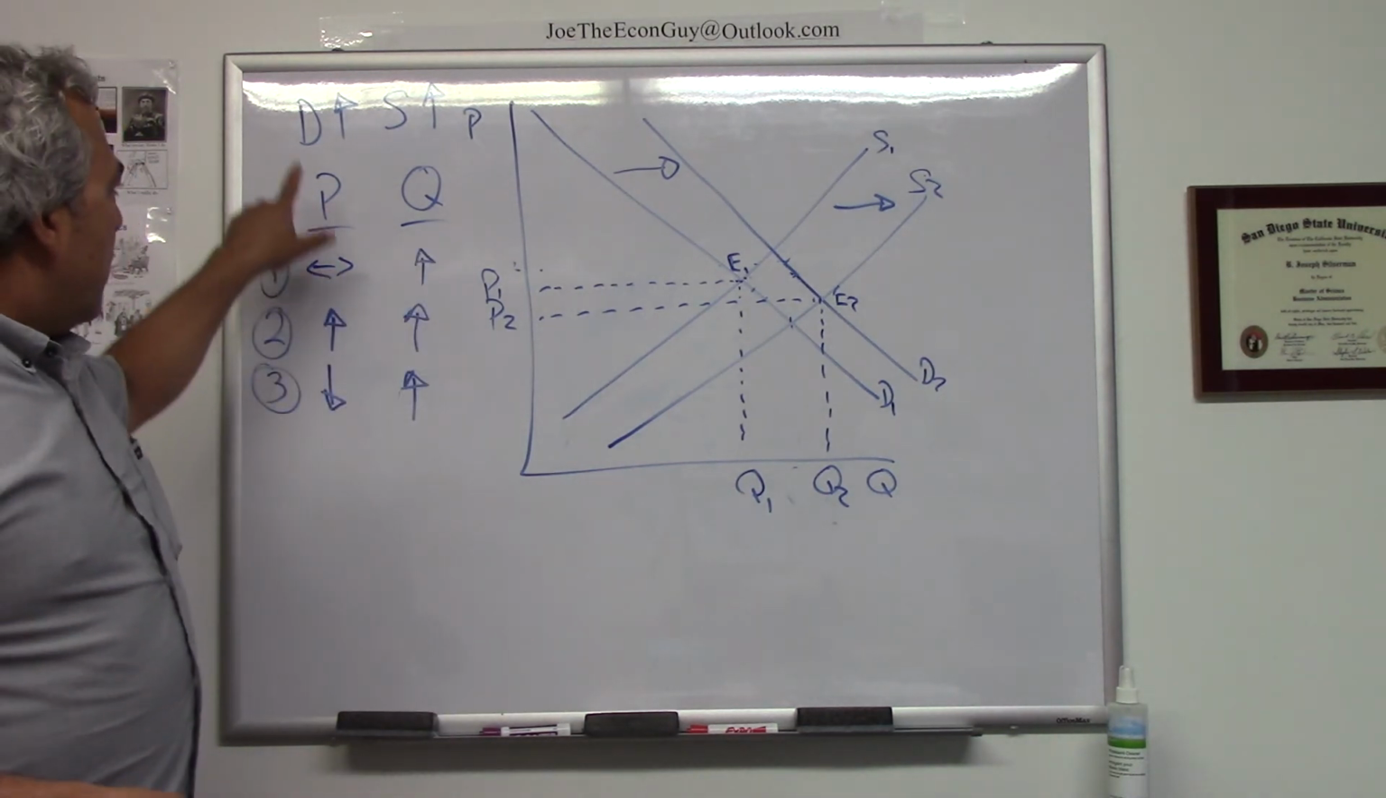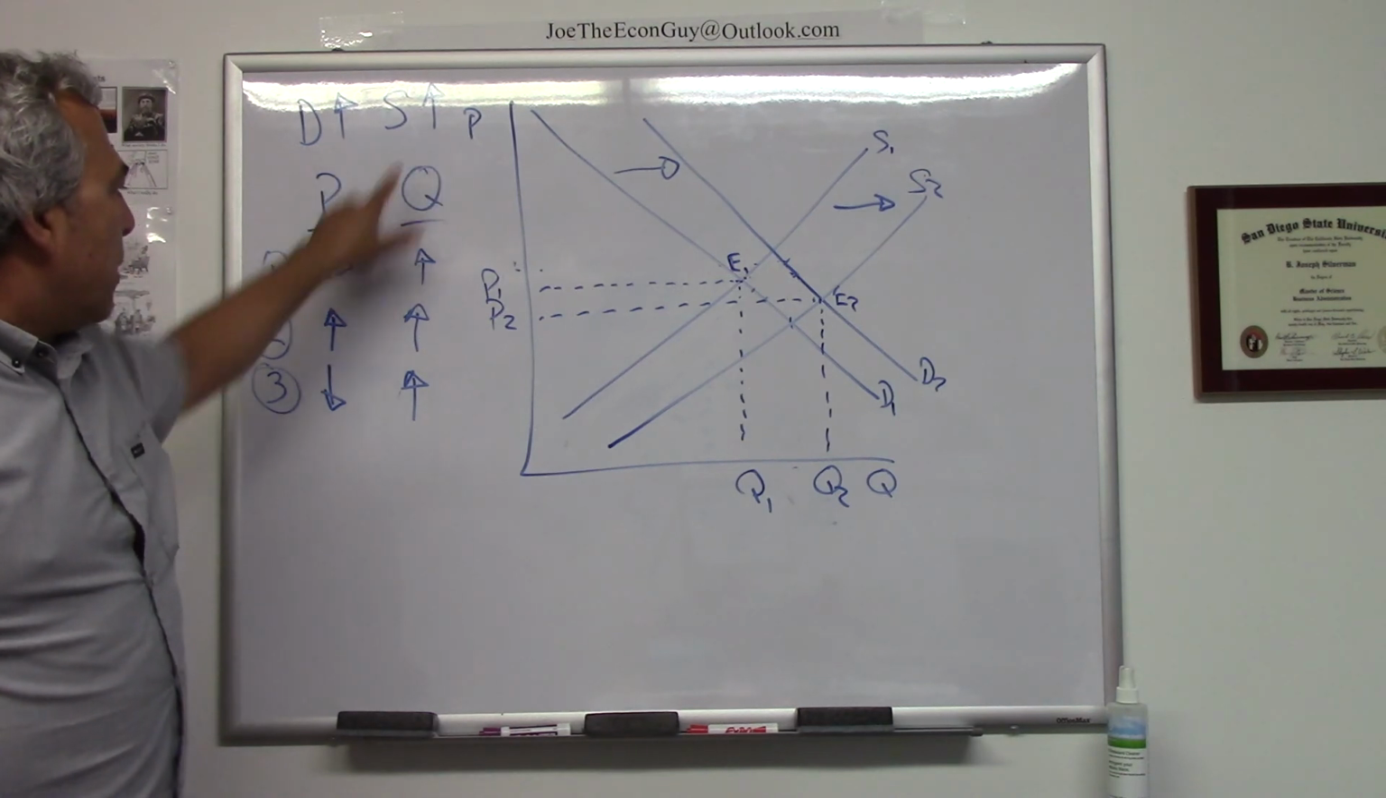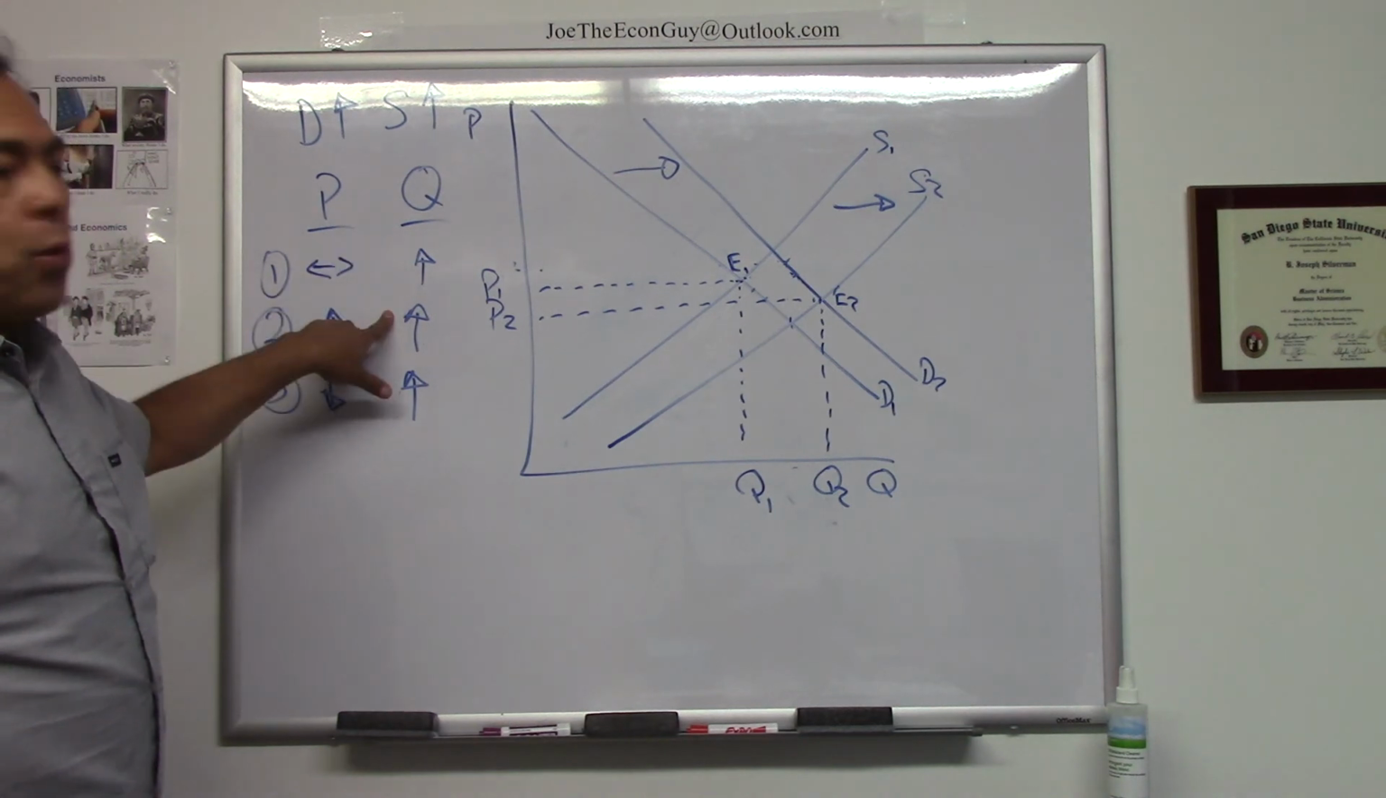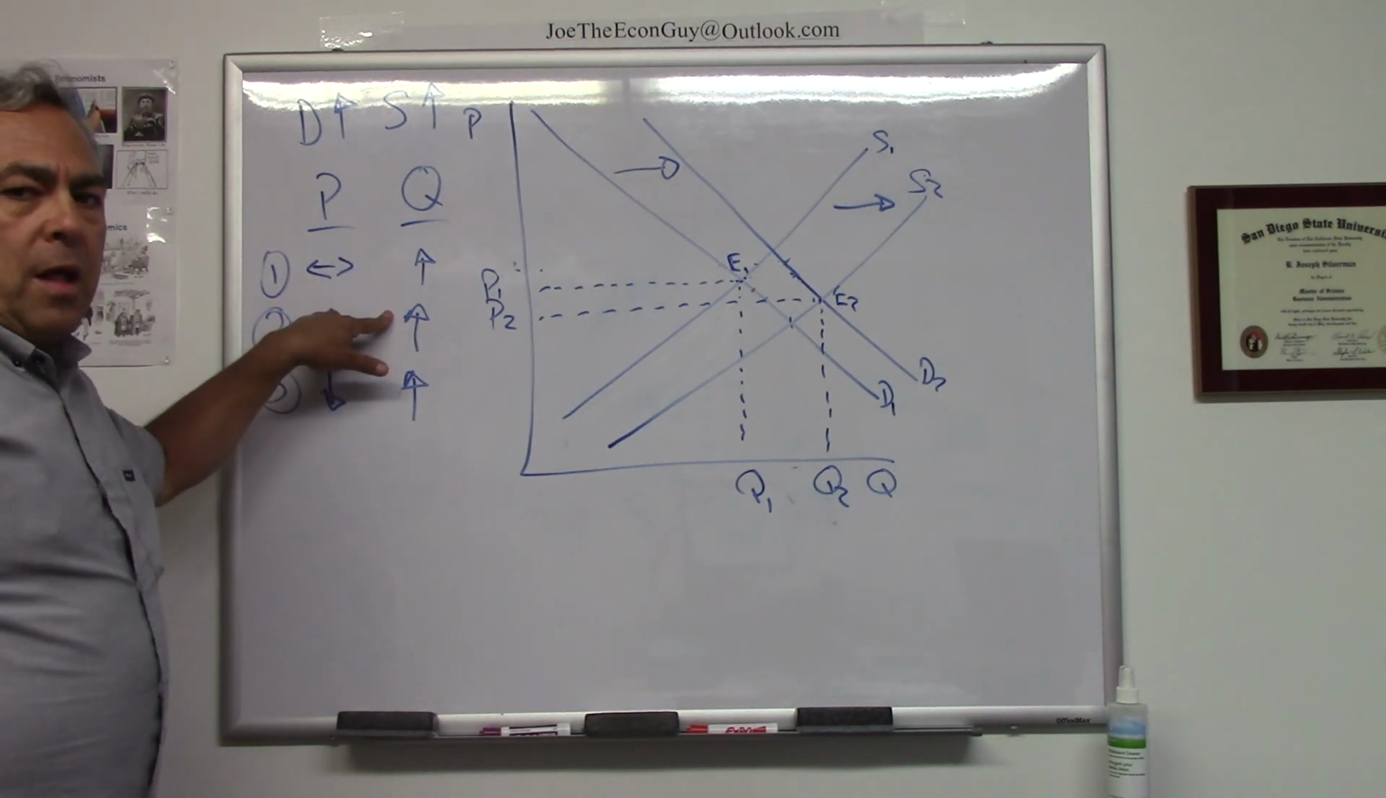So whenever we get an increase in demand coupled with an increase in supply, we're not too sure what's going to happen to the price, but we do know, we're pretty certain that the equilibrium quantity is going to go up. Thanks a lot, folks.